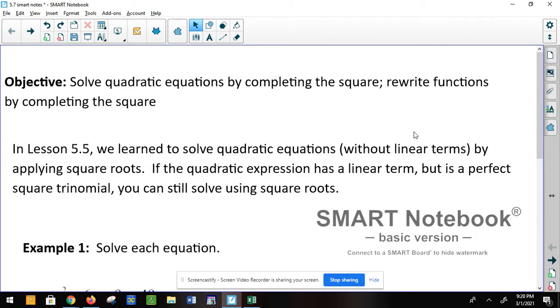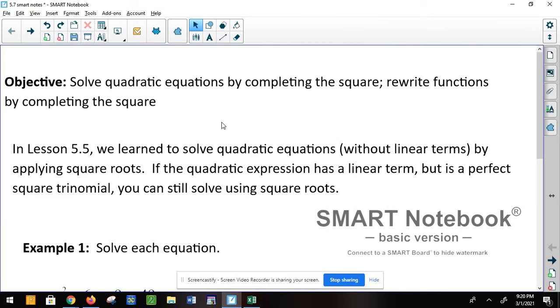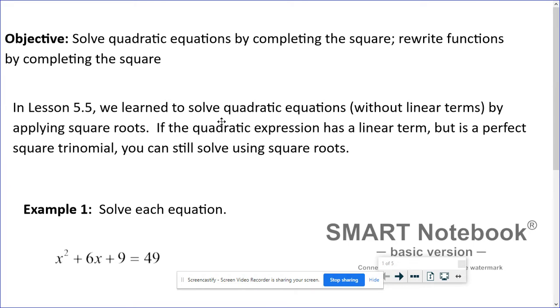Right, welcome to lesson 5.7. We're going to be doing what's called completing the square. So far, we've solved quadratic equations by taking square roots, and that works when there is no linear term. We've solved by factoring, and that works when it's factorable. And then we've solved by graphing, and that works when the solutions are real and the graph crosses over the x-axis.